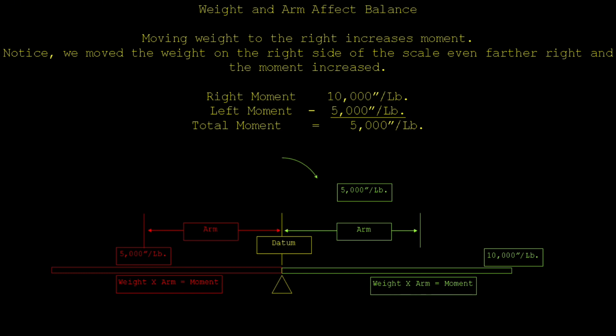Subtracting the left moment of 5,000 inch-pounds gives us a total moment of plus 5,000 inch-pounds, which imbalances the scale to the right.